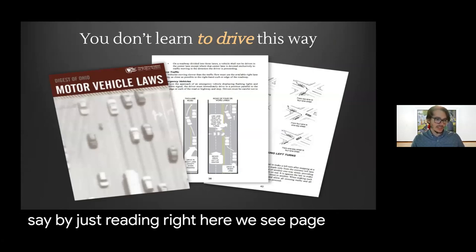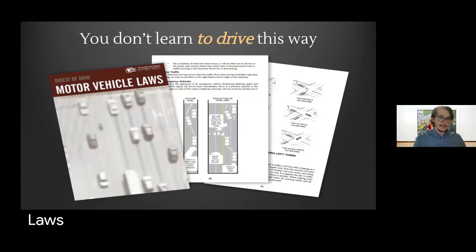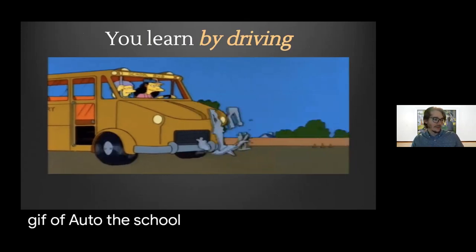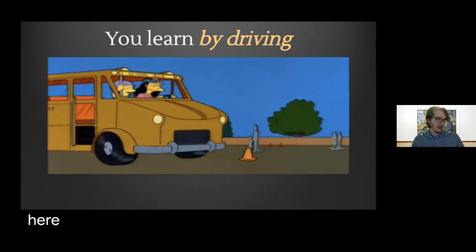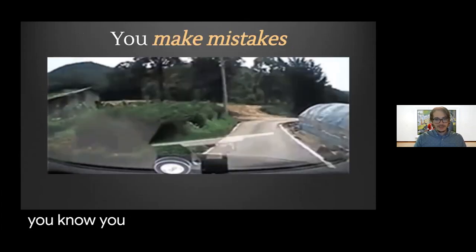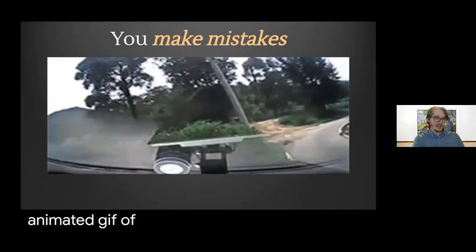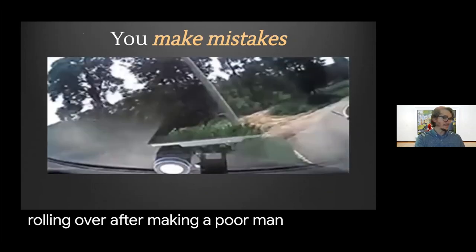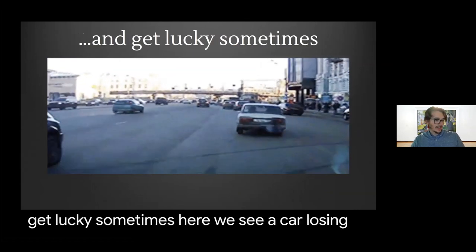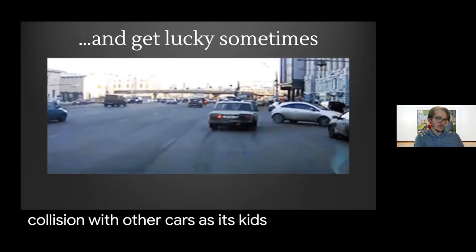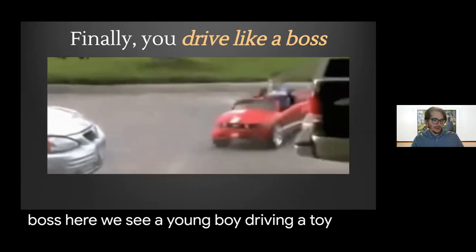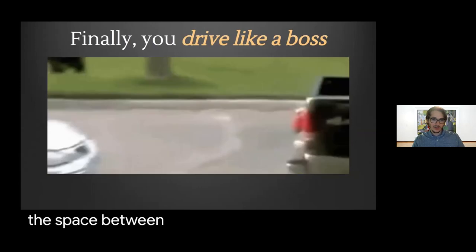Right here we see pages from the Digest of Ohio Motor Vehicle Laws. You learn by driving, right? Here we see an animated GIF of Otto, the school bus driver from The Simpsons, miserably failing his driving test as he runs over cones, cardboard cutouts of people. You know, you make mistakes. Here we see an animated GIF of dashboard video in a car that's rolling over after making a poor maneuver. You get lucky sometimes. Here we see a car losing control in traffic and narrowly escaping collision with other cars as it skids across multiple lanes. And eventually, you drive like a boss. Here we see a young boy driving a toy Power Wheels car in parallel parking by drifting into the space between two cars. Like a boss.